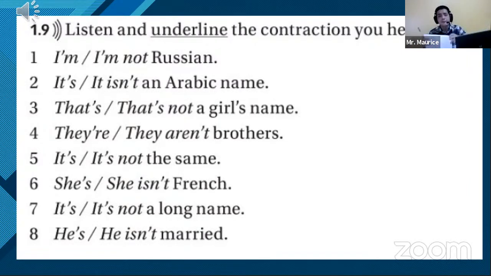We have 8 different exercises. You're going to listen and underline the contraction you hear. As you can see, each sentence or each exercise has 2 options. So you hear and underline the correct option. Okay, are you ready? I said, are you ready? Yes. Okay, yes, we are.